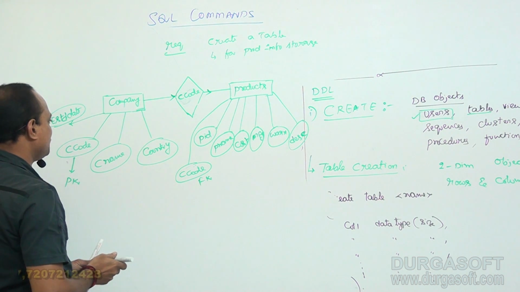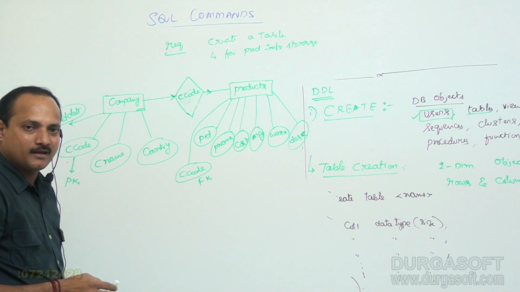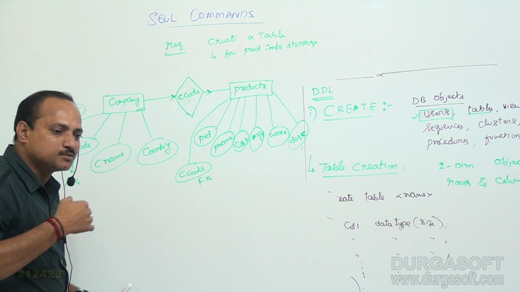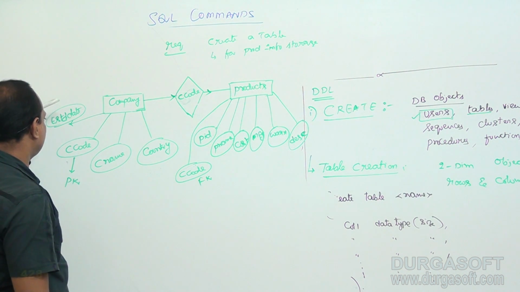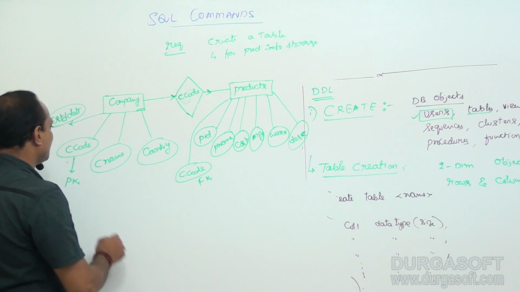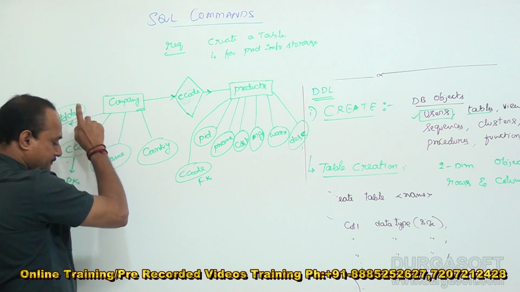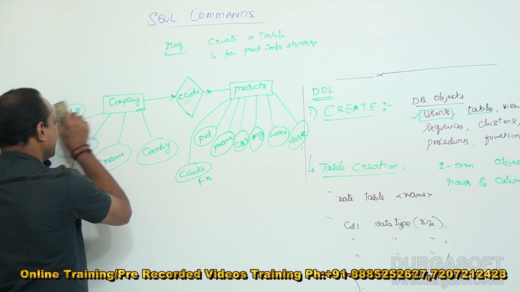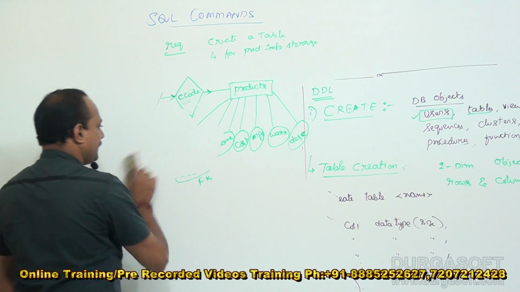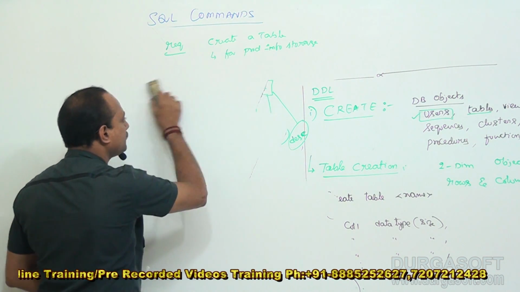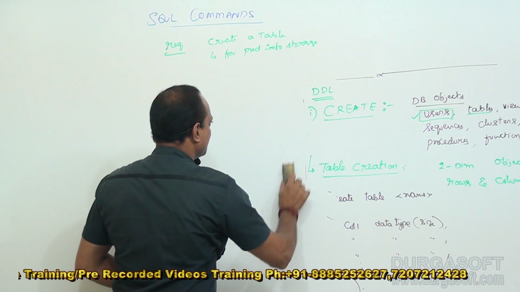One more column I am considering. Why? Because I want to introduce a new data type to you. That's why I am writing it like this. Right: company code, company name, country, established date, company started date. Okay, now let me write a query to create a table.